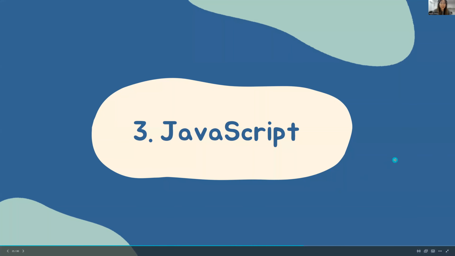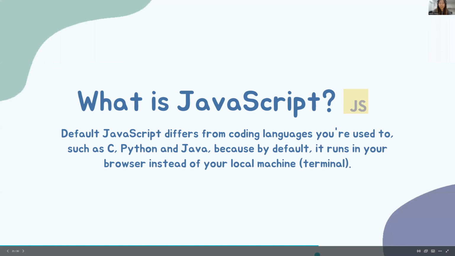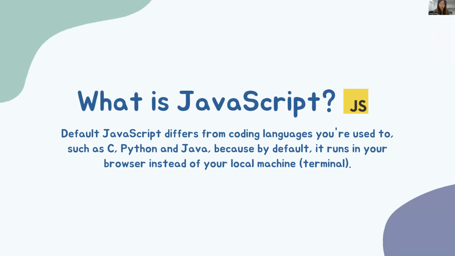So what is JavaScript? Well, it's another coding language, but it's a bit different to some of the common ones, such as C and Python, because by default it runs in your browser instead of locally on your machine through the terminal. But it can add even more flair to our HTML and CSS. Let's see how it interacts with the browser.